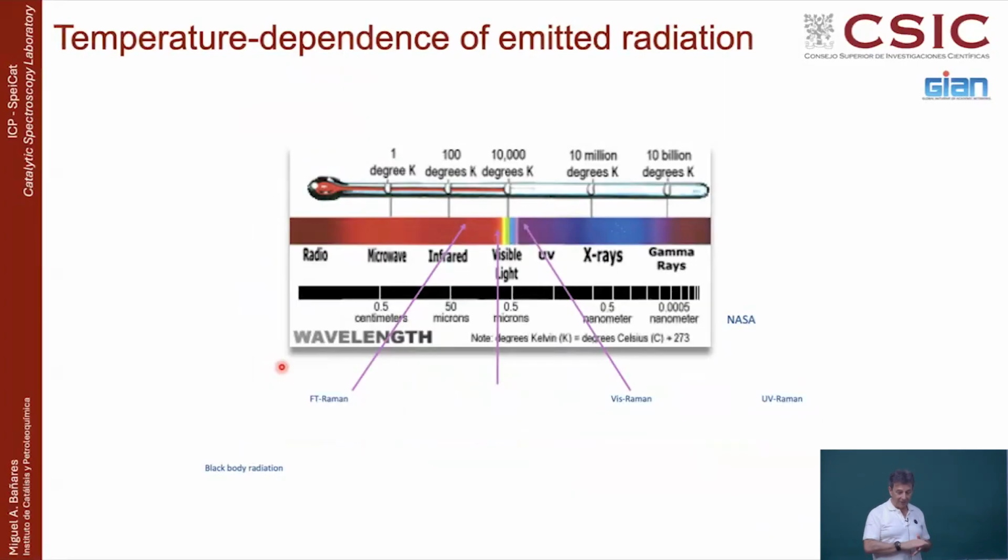This is kind of a thermometer that you can find on the NASA website, which is nice because it tells you the black body radiation very graphically. At what temperature, which radiation emits a body at a given temperature. For instance, we are starting with the Raman that uses infrared radiation, which is typically called FT Raman. That means that if you are using infrared laser and the sample is emitting infrared radiation, you may have a problem because the Raman effect is very weak.